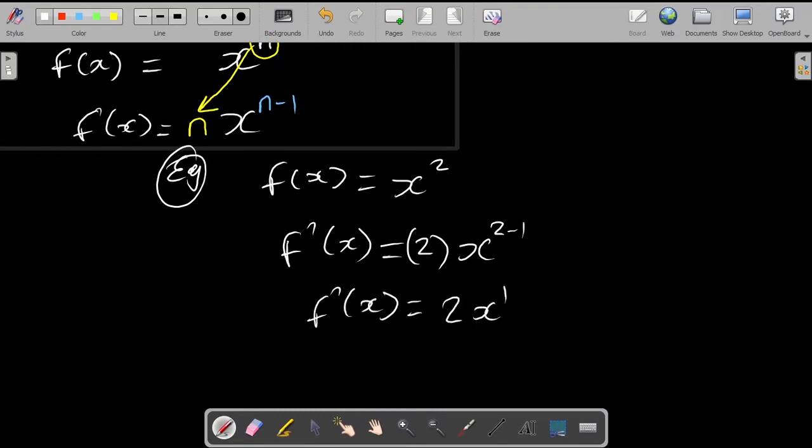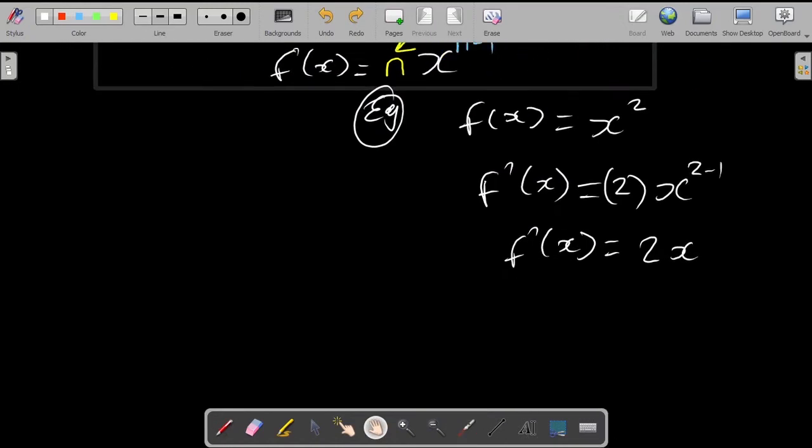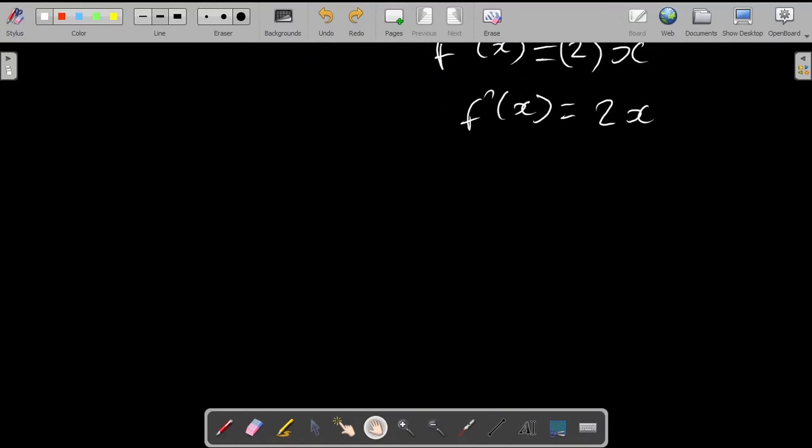2x to the 1. You don't necessarily have to write the 1, but you can if you want. So that would be the result, and this is the derivative of that original function using the power rule, right? So those are the first two rules. Let's go to the next one. So rule 3.